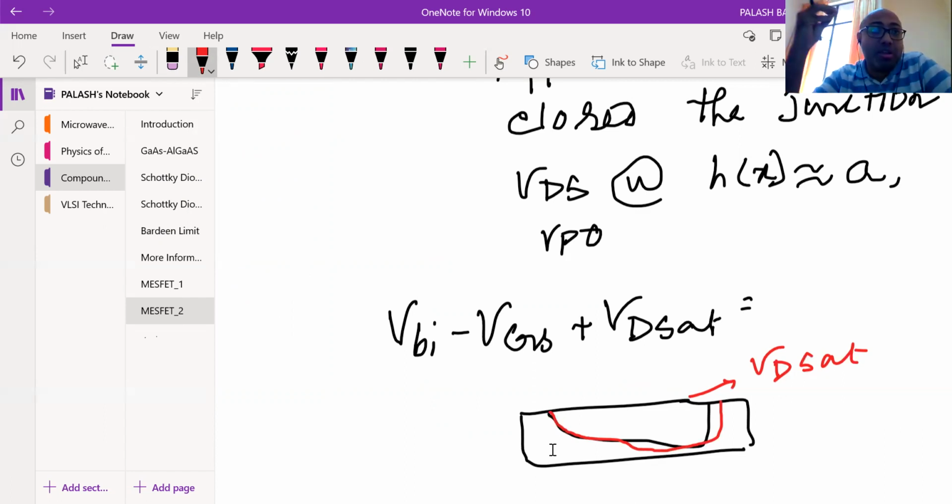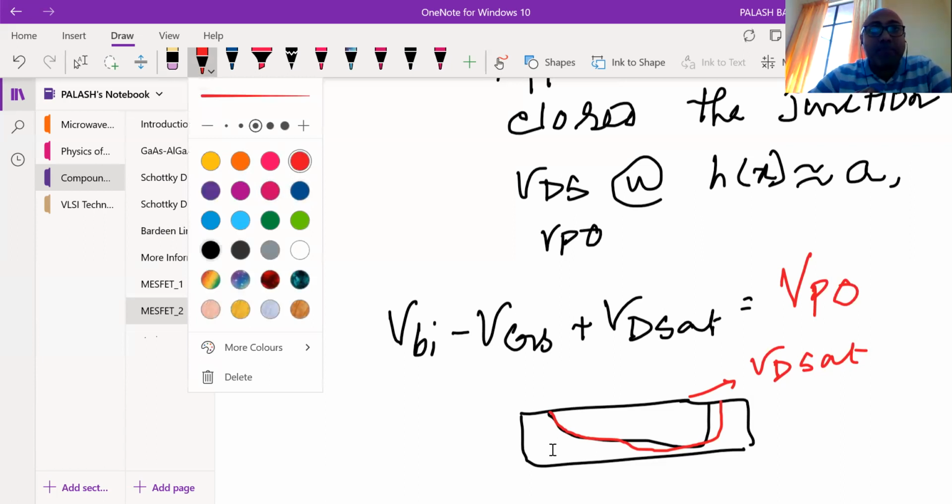Because anyhow, you have applied more drain to source voltage, charge balance has to be there. To get a charge balance, you need to open up more negative charge. And how to open up more negative charge? You have to open your depletion region in the horizontal section. So if you apply more voltage over VD SAT, it will go left or right, because you cannot close this junction. So that is why I'm writing VD SAT. And since my junction is almost closed, this condition I'm writing VP0.